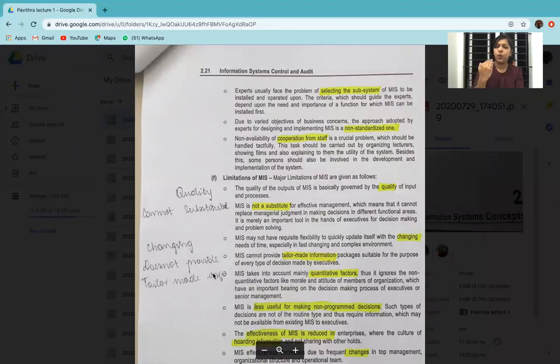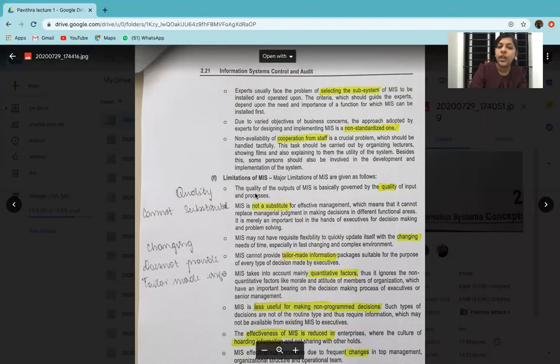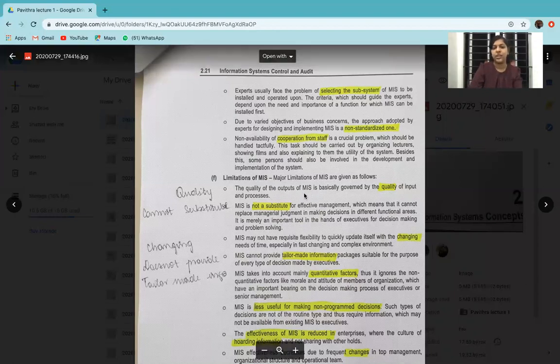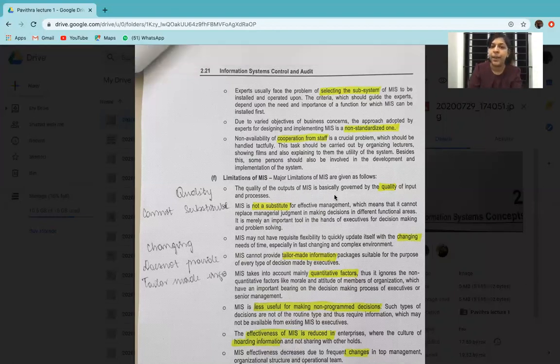Okay. What are the inherent limitations of a management information system? Why do we have to go for the other system? If the management information system by itself is self-sufficient, then there's no need for anything else. What are the limitations of an MIS? The quality of the output of an MIS is determined by the quality of the input. So say garbage in, garbage out, GIGO. If there's an inherent limitation in TPS, it is also going to affect the MIS. So quality of outputs depends upon the quality of the inputs.